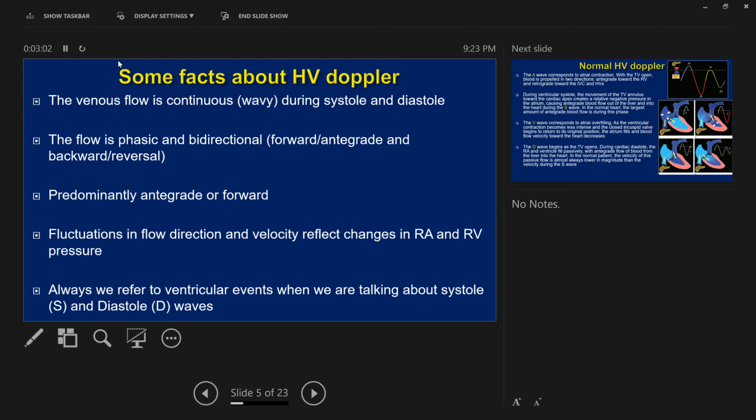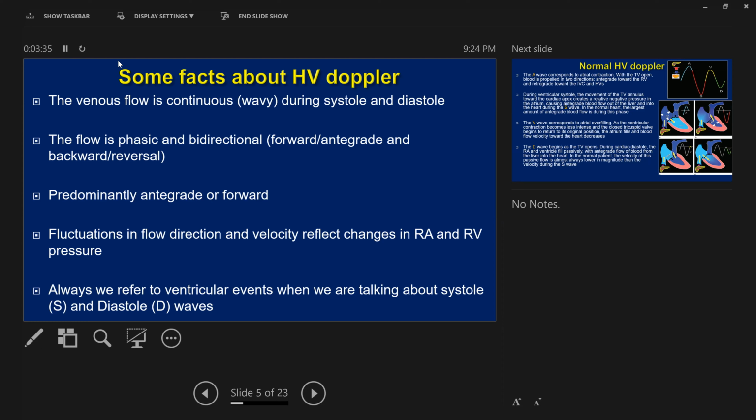And the third fact, it is predominantly antegrade or forward flow. You have a small, as we will see later on, a small reversal or backward or retrograde flow. Mainly the flow in hepatic veins is forward towards the IVC and from there to the RA. The fourth fact, fluctuations in flow direction and velocity reflect changes in RA and RV pressure.